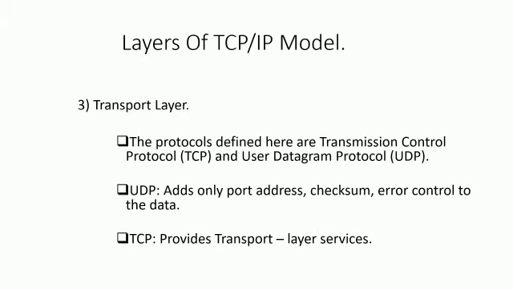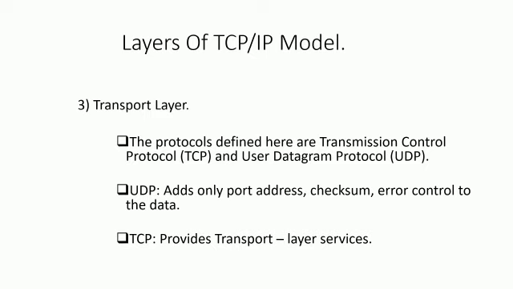The third layer is transport layer. Earlier, the transport layer was represented by 2 protocols, that was TCP and UDP. TCP and UDP are transport layer protocols that are responsible for delivery of messages from one process to another process.